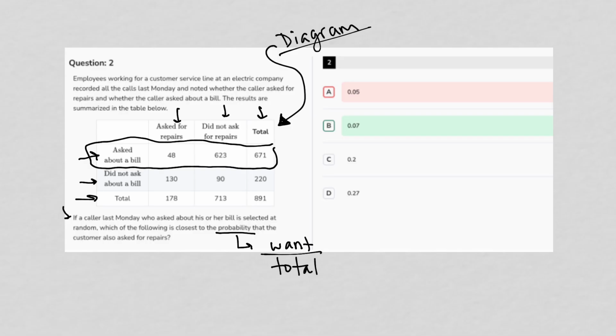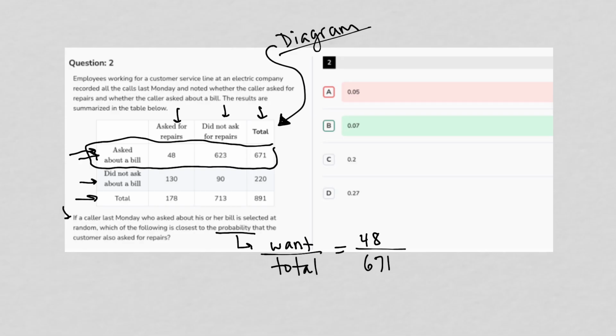So what do we want? We want the number of customers who asked for repairs. So ask for repairs in the first row, because again, the question told us we're talking about customers who asked about their bill. Well, that would be 48. Now the total, again, total out of what? Total out of all the customers who asked about a bill, well, that would be 671. So we do the math there.